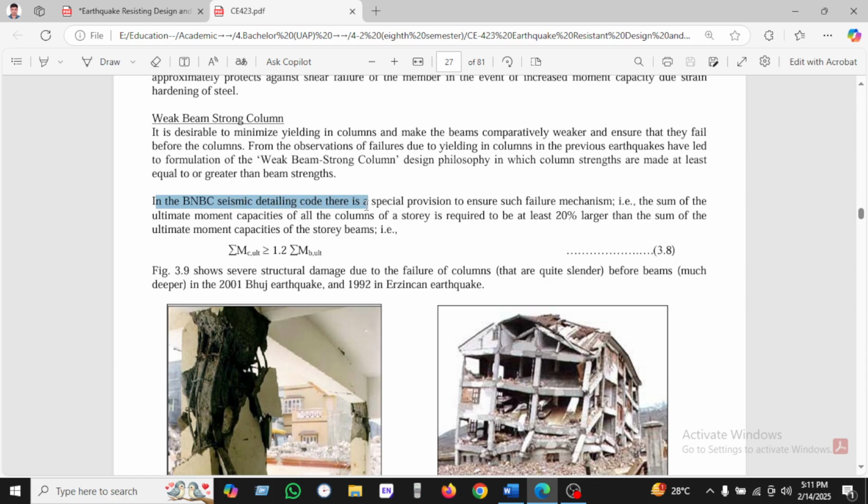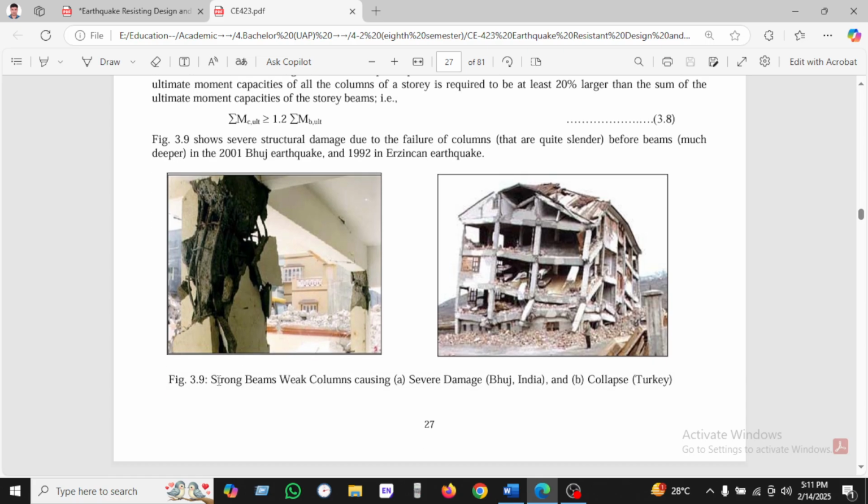Okay, so we have been seeing the BNBC and other codes. Seismic detailing codes have special provisions to ensure such a mechanism, and the sum of the ultimate moment capacities of all the columns at a story must be at least 20% larger than the sum of the ultimate moment capacities of the story beams. That's why 1.2.